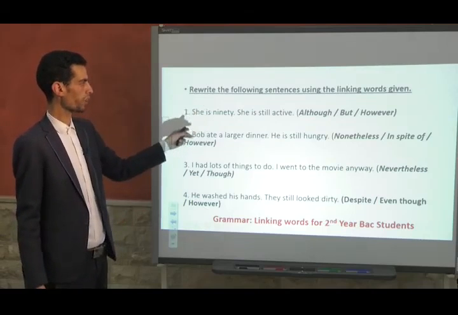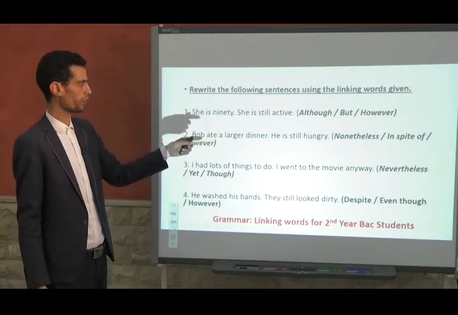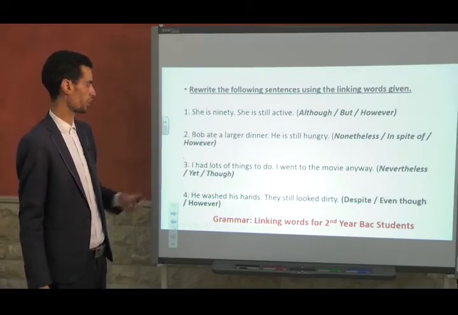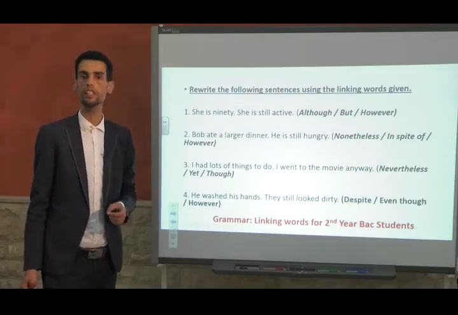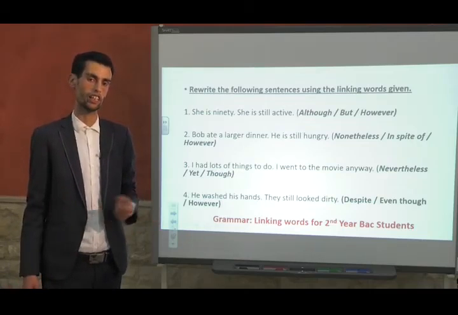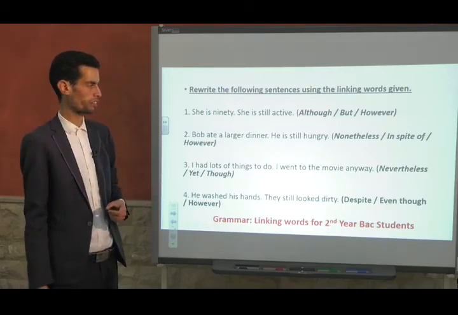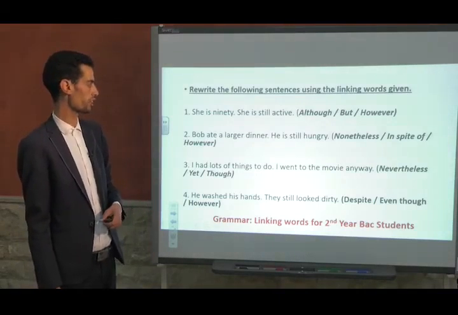The linking words are different, but they play the same function. They all show concession. Number one: She is 90, she is still active. Normally, someone in his 90s should be weak, etc. And this woman, for example, is 90, but she is still active.